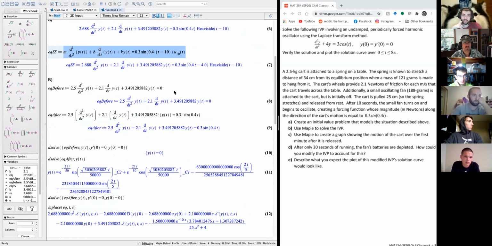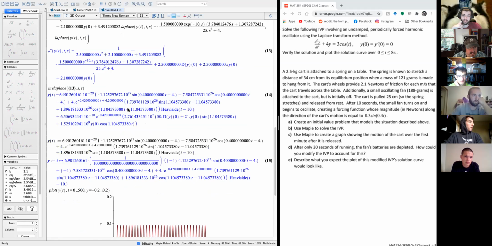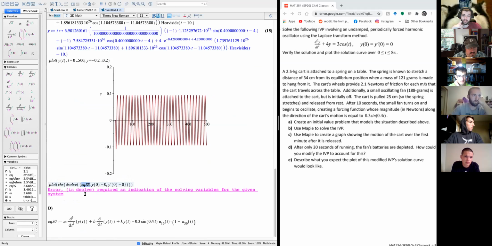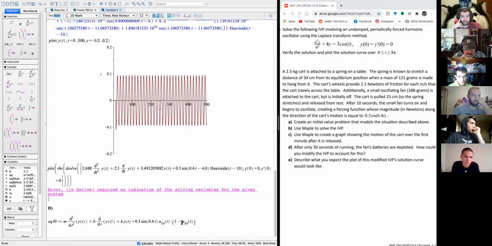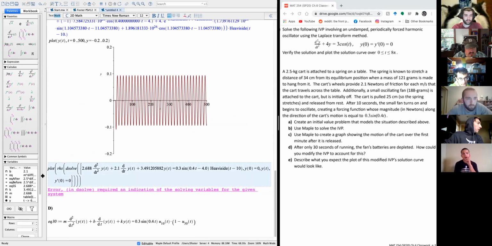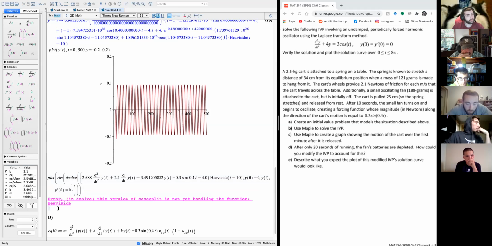My worry is that it's too many layers of... There you go. Okay, what's going on? Indication of the solving variable for the given system. Is y of t a declared variable? Oh yeah, it is. You're right. Let me just declare it at this point. We'll just fudge it unassigned. There we go. Try it again. Nope. Oh, that's not the problem.